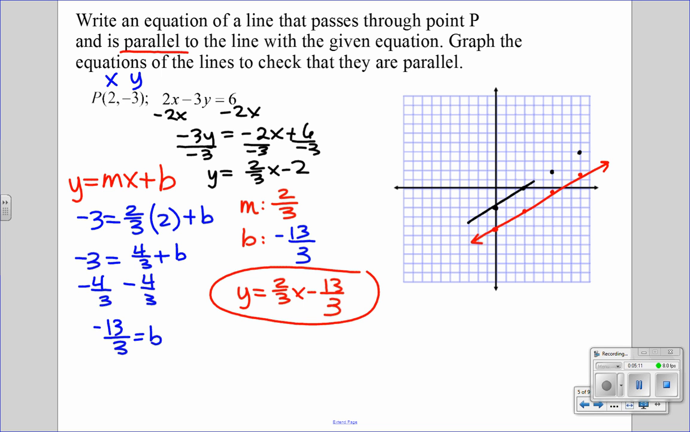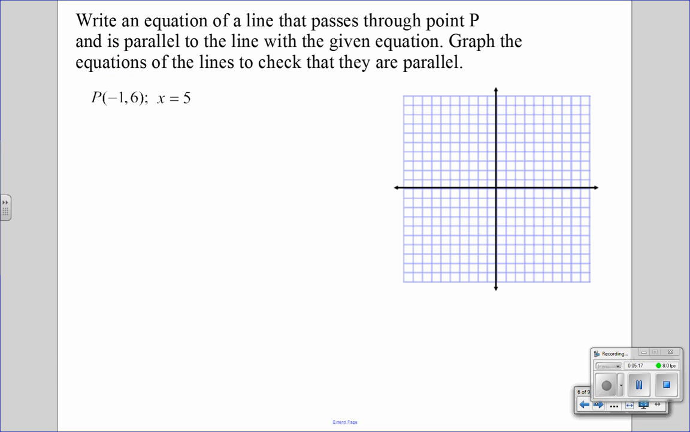And those, yes, are definitely parallel. All right, we have one more for writing an equation of a line that passes through point P and is parallel. So we have another parallel example.